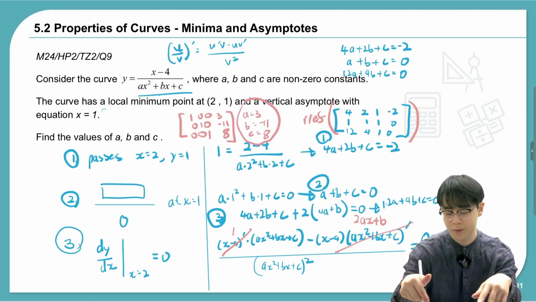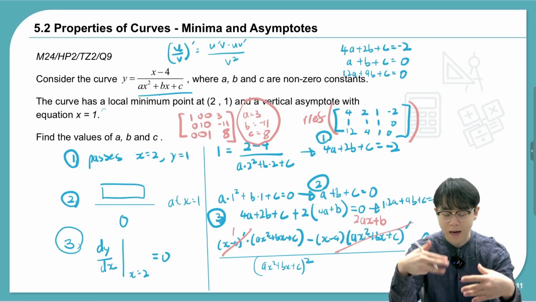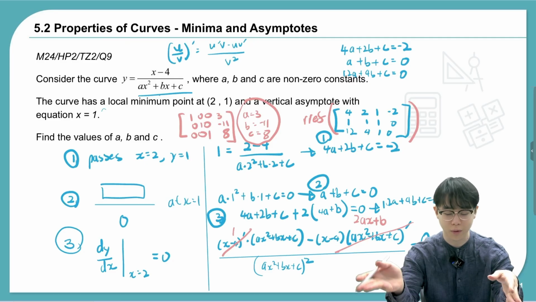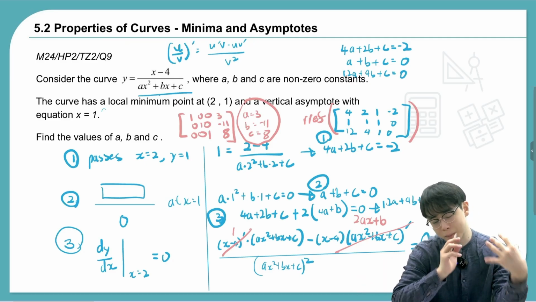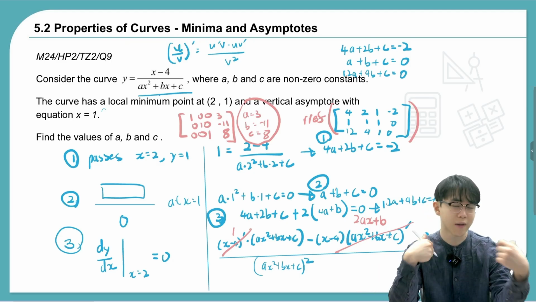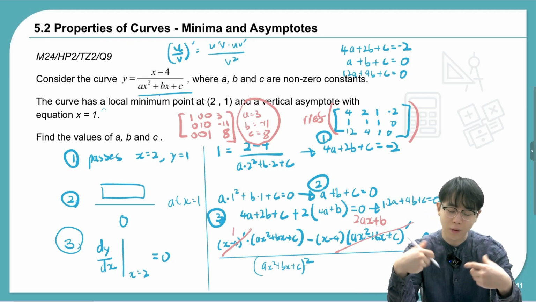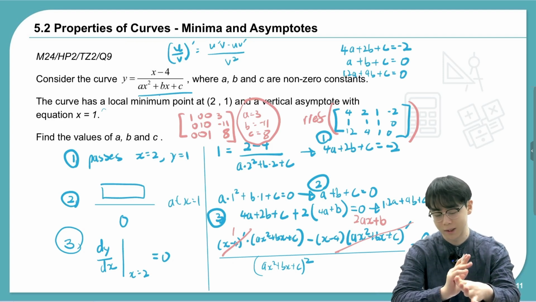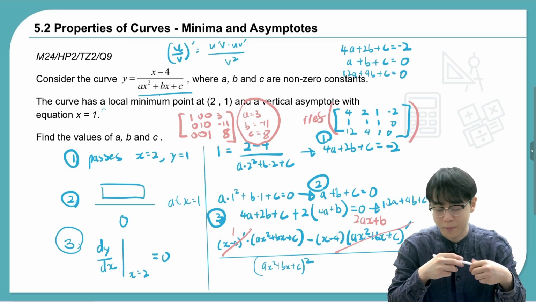So what we did here was we got our graph. We had 3 separate pieces of hints, right? We know that it passes a certain coordinate, we know that it has a local minimum at a certain point, and we have a vertical asymptote at a certain point. So we make use of that information to derive the equations we need, and then we solve for that using simultaneous equations or matrices. So that's how you would do number 9.